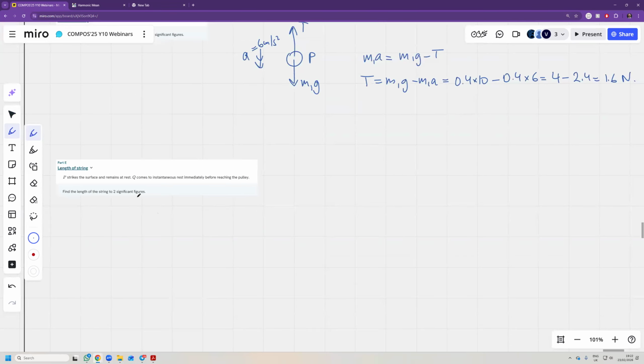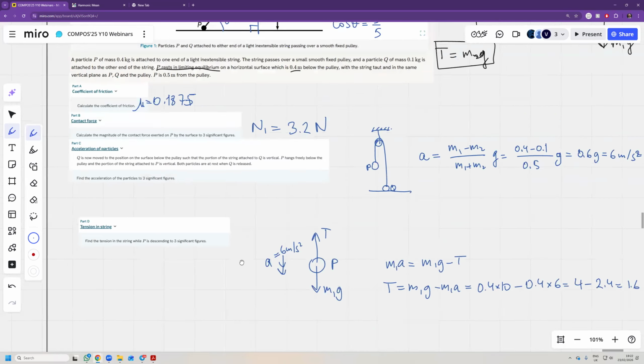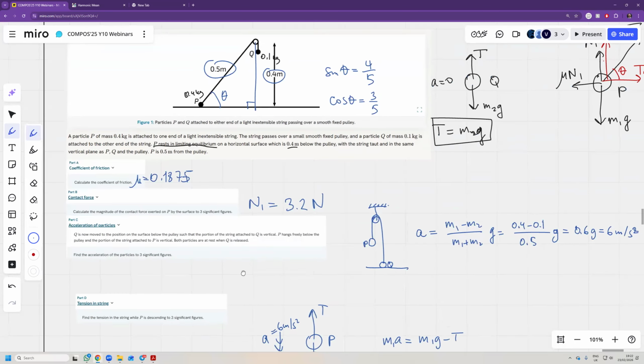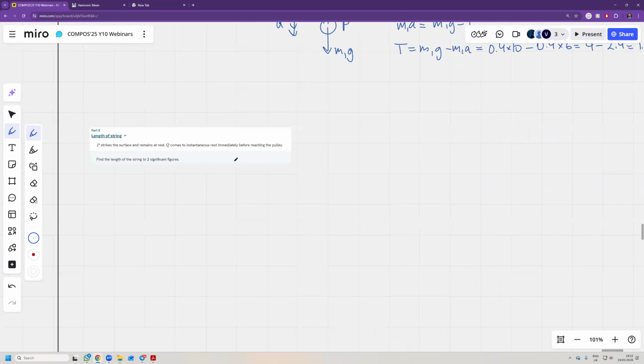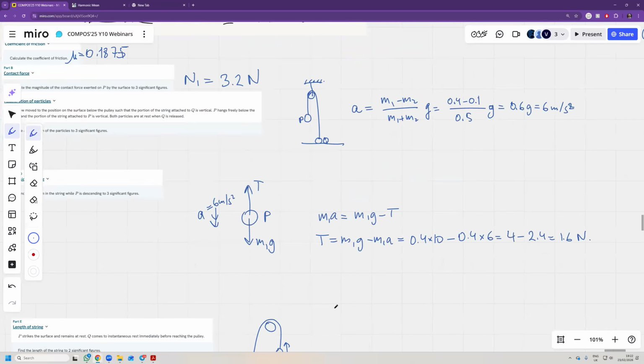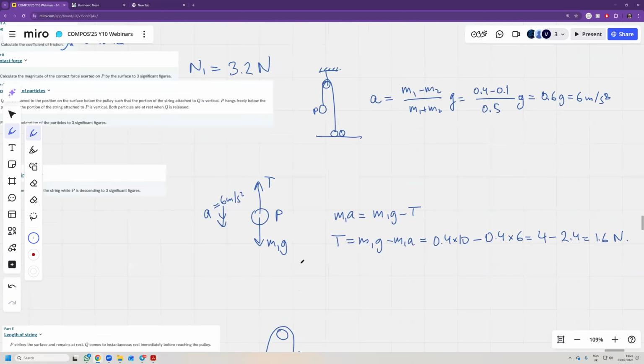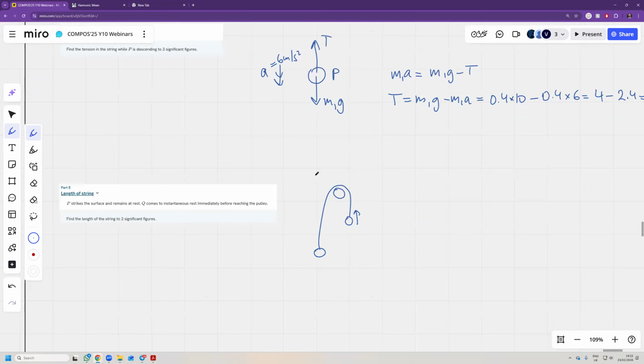P strikes the surface and remains at rest. Q comes into instantaneous rest immediately before reaching the pulley. Find the length of the string to two significant figures. All right. So when P hits the ground, Q is moving up with some speed, and it stops just before reaching the pulley. And we remember that the total distance is 0.4 meters.